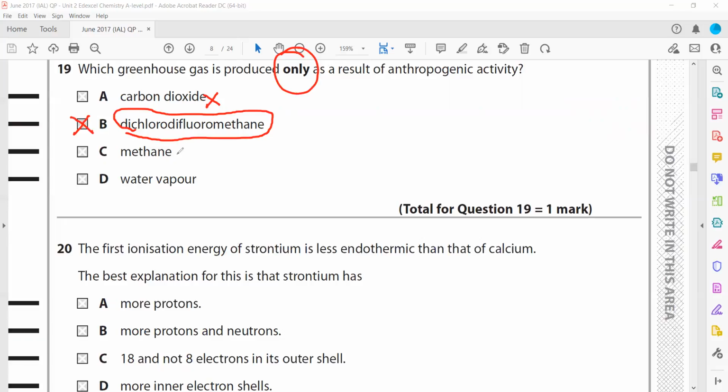Methane is naturally produced. There are processes which produce water vapor also naturally. But due to human activity, this compound is produced, which is not there naturally. We are producing this as a refrigerant gas or fire retardant. That's why B is the right answer.